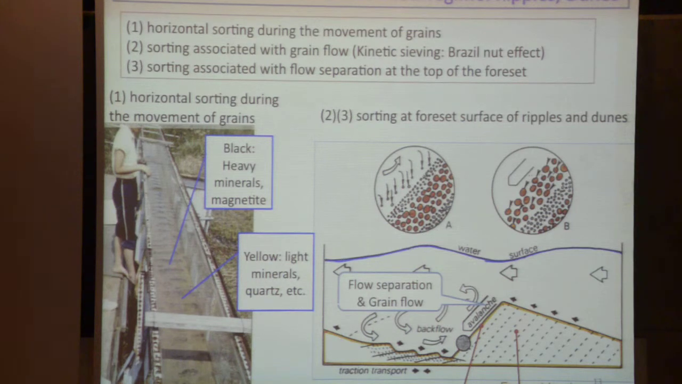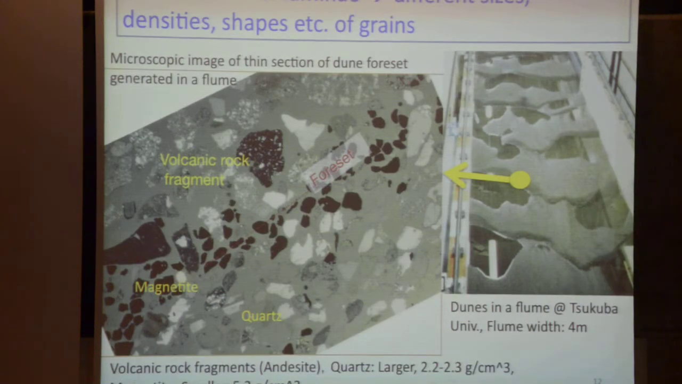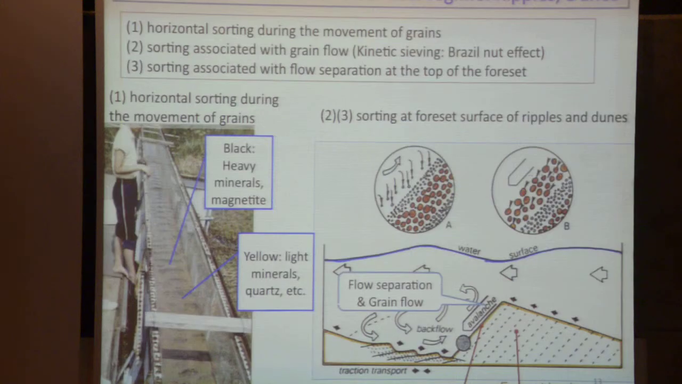The photo on the left-hand side here. This photograph was taken at the initiation of ripples, and you can see through the water that the black heavy minerals organize into groups. This is partly because heavy minerals and light minerals move with different velocity. This is a horizontal sorting.